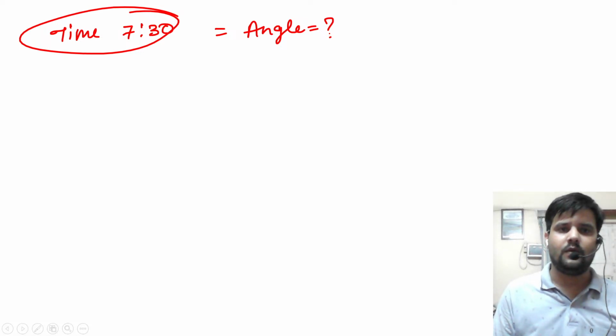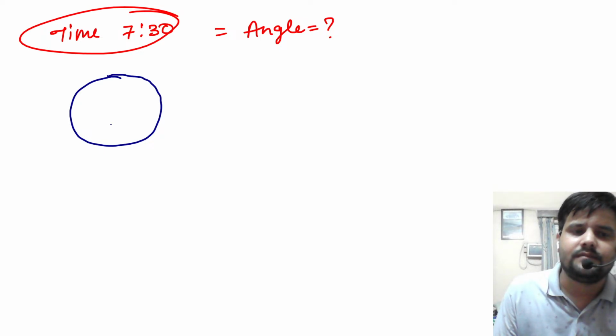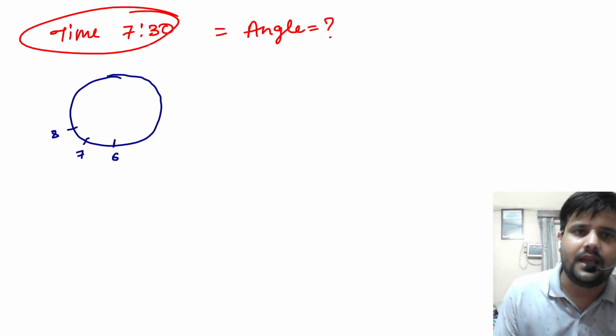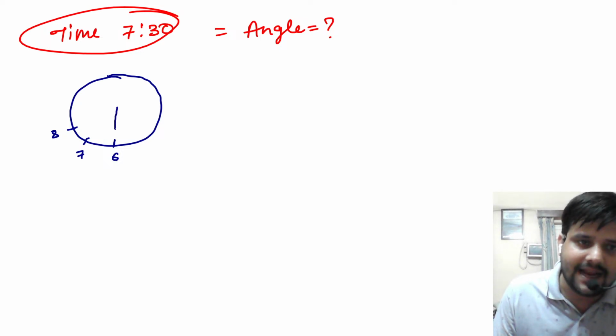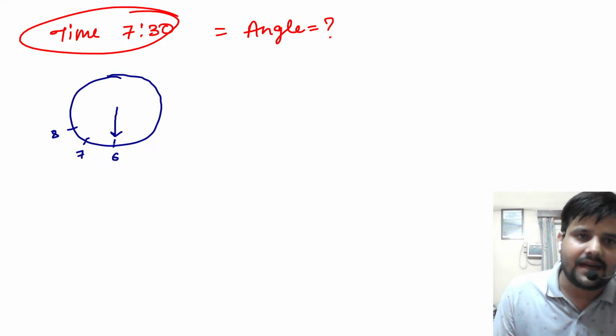So now what I'll do, first of all, I'll imagine the position of needles in the clock. So it is, let's say 6, it is 7, it is 8. So what will happen at 7:30? Your minute hand will be exactly at 6, isn't it?